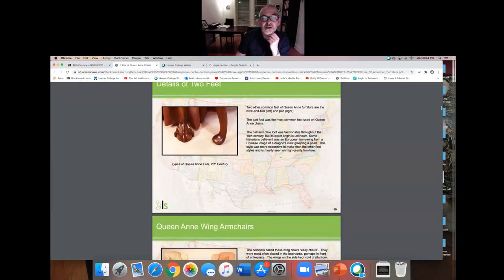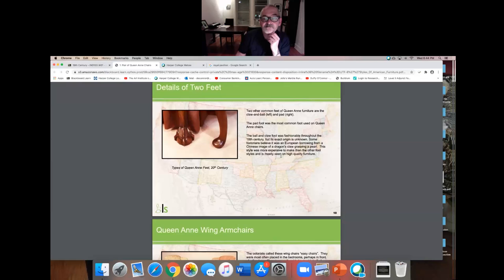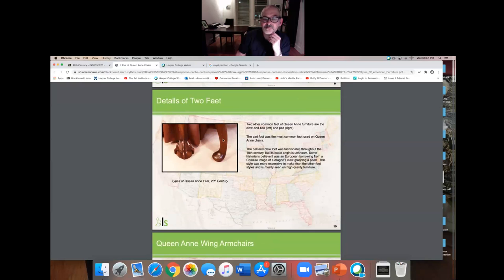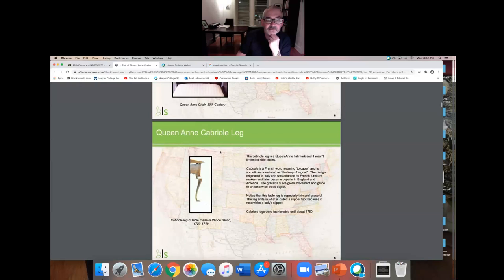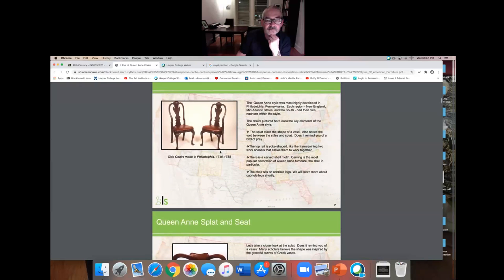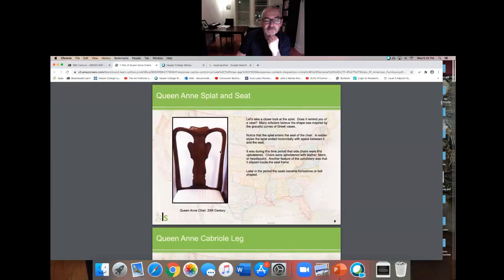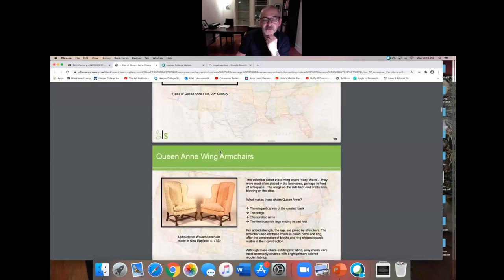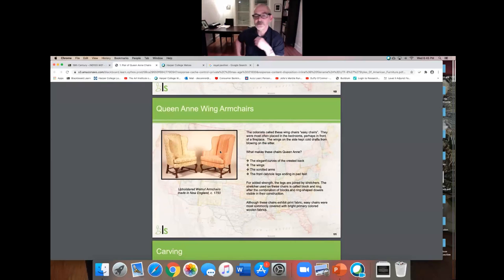Here, two different ways that the leg ends, pad foot, and ball and claw. And you can see this is really just the wood without ornament. It is, and partly in the Americas, they didn't have the resources that they did in Europe, but there was also more of an interest in understated, more modest style.